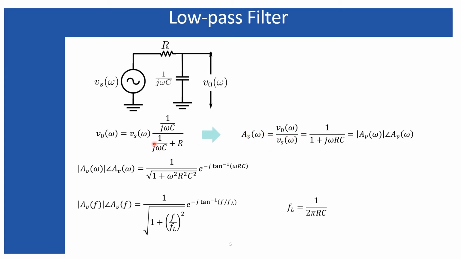A simplification of this expression will bring the expression for the gain as shown over here. And since it is complex, we can represent a complex term by a magnitude term and a phase term. So the magnitude you can easily find as shown over here, which is 1 over the square root of 1 plus (omega RC) whole squared, and the phase can be written as tan inverse of omega RC.